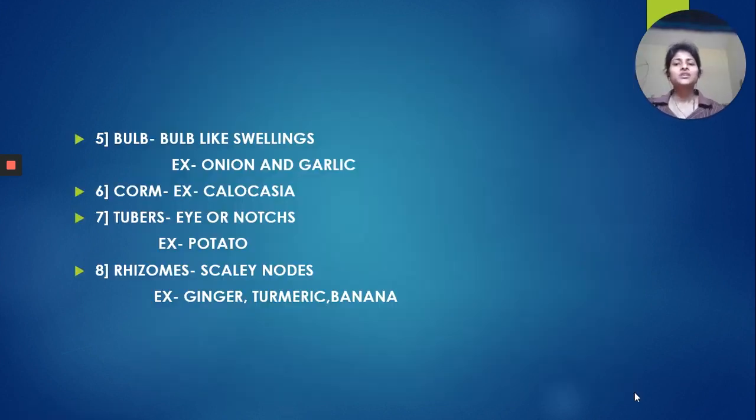Like those types of subaerial stems, some of the underground stems also have the capacity to form new plants. Some of the underground stems are bulbs, corms, tubers, and rhizomes. These are all underground stems which have the capacity to form new plants.